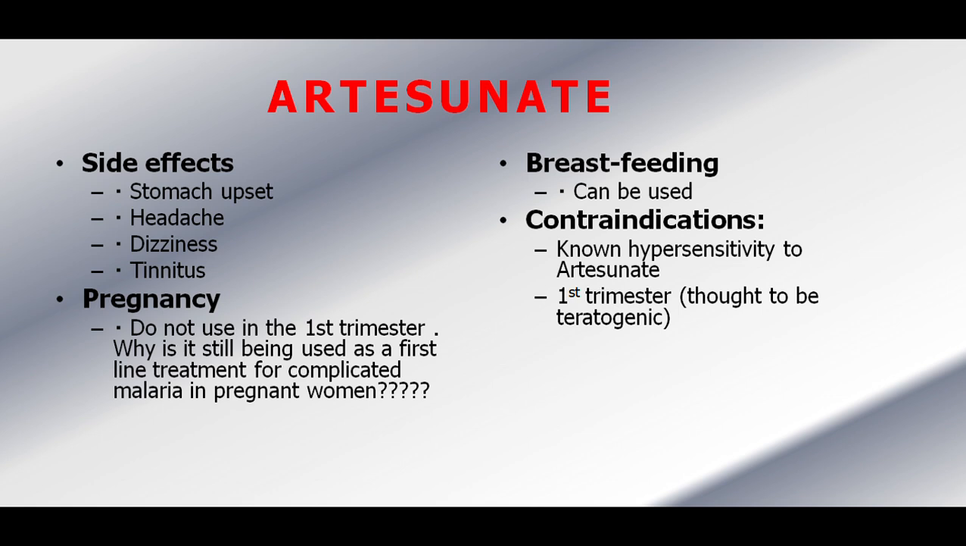Pregnancy, do you use artesunate in pregnancy? Now, in the treatment guideline, artesunate is the drug of choice for management of complicated malaria. However, a study was done and they found that artesunate was teratogenic in rats, and scientists still believe that in humans it might also be teratogenic. Therefore, it is not encouraged that you use artesunate during first trimester of pregnancy. In breastfeeding, it can be used.